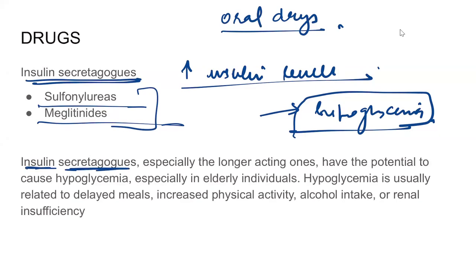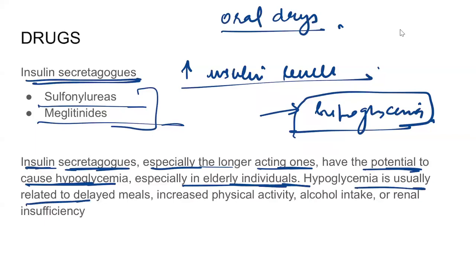I just wanted to say that other OHAs, other than secretagogues, don't lead to hypoglycemia. Clear? It's not that they don't lead to blood sugar level below 70. They can get below 70 also, but there is no hypoglycemia. Now, insulin secretagogues, especially the longer acting ones, have the potential to cause hypoglycemia, especially in elderly individuals. Hypoglycemia is usually related to delayed meals, increased physical activity, alcohol intake, or renal insufficiency, which leads to an increase in the half-life of these drugs.